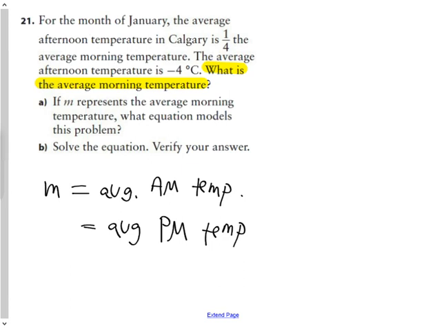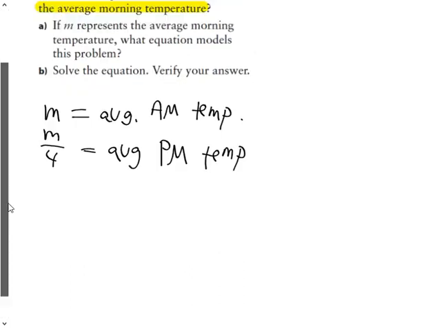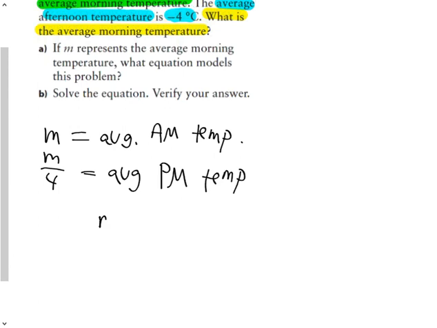But if m equals the average morning temperature, then m over 4 is going to represent a quarter of the average morning temperature. That's going to be our afternoon temperature. Now, since we already know that -4 degrees is actually the afternoon temperature, then our next step is to create an equation. So this expression, which is the average afternoon temperature, is m over 4, but it's also -4 degrees. So those two things are the same. That algebraic expression of a quarter of the morning temperature and -4 degrees are the same thing.